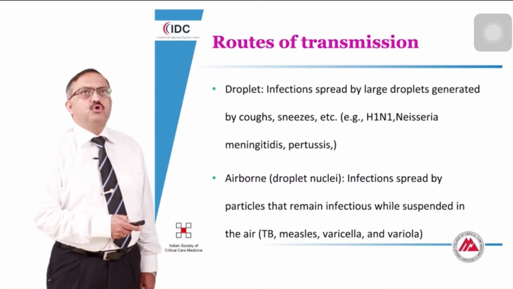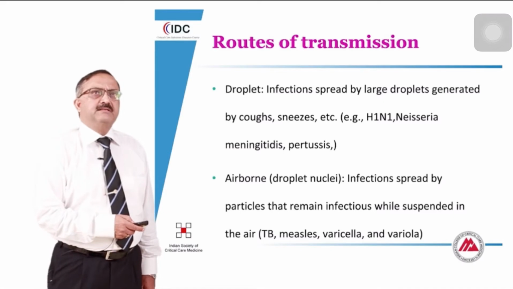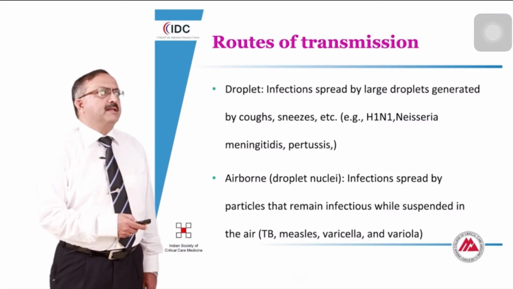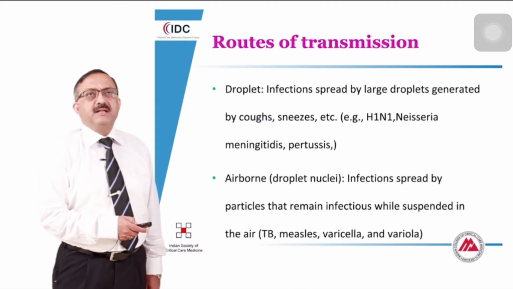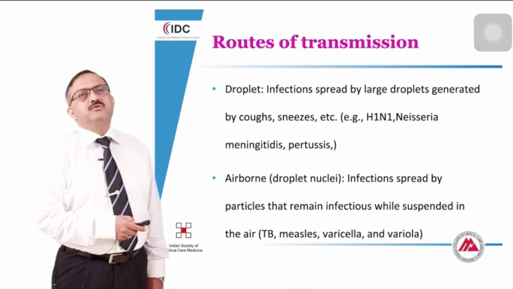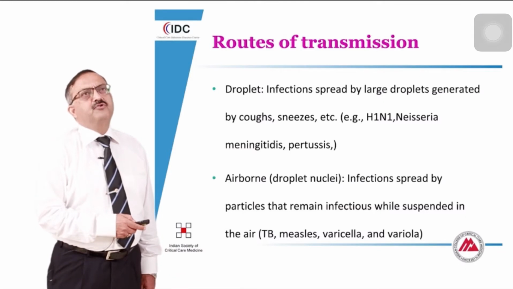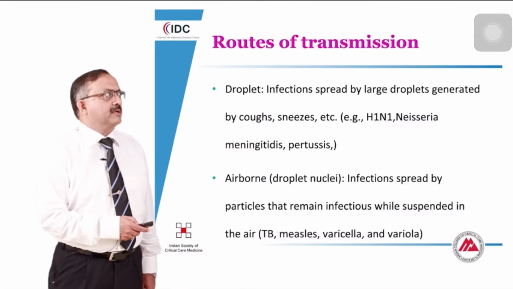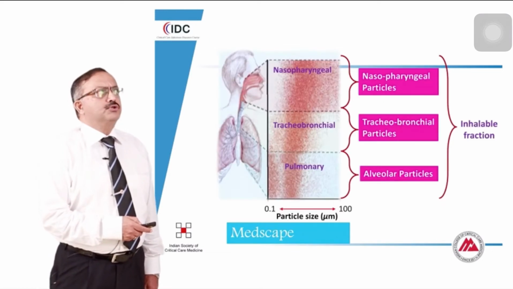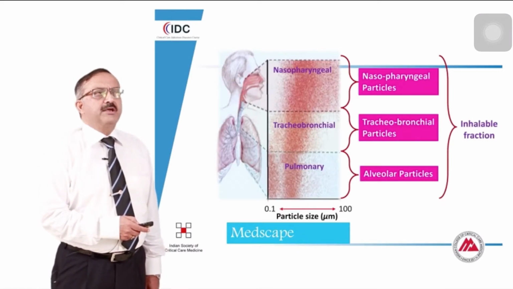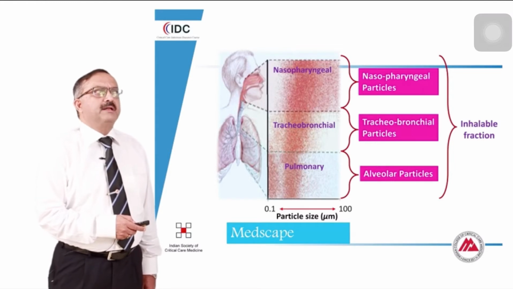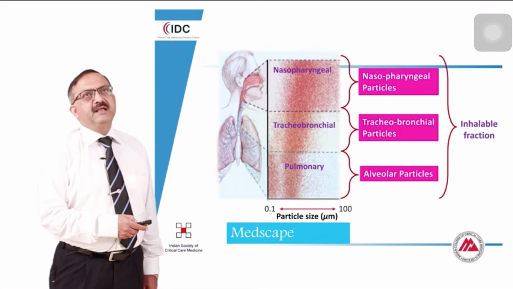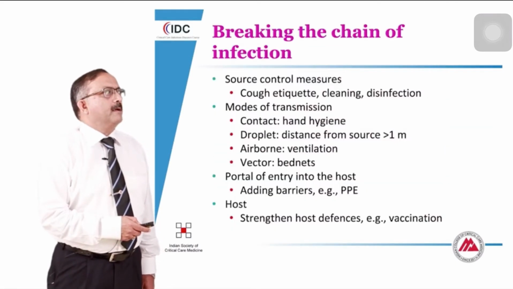Airborne infections or droplet nuclei are smaller particles that are airborne for a longer time and spread by particles that remain infectious while suspended in the air. Tuberculosis is a classical example of droplet nuclei, which can spread far and wide from the origin of the patient. This slide shows you the nasopharyngeal particles, the tracheobronchial particles and the alveolar particles, which are inhalable fractions that can spread infection in the environment.